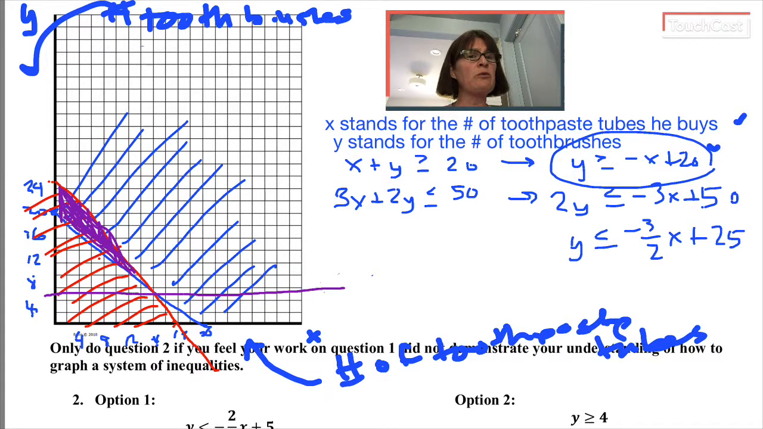And then my last question, why did I only give you the first quadrant to graph in? Because the 2 variables, the 2 quantities that we don't know, the number of toothbrushes he buys and the number of toothpaste tubes he buys, have to both be non-negative. So it only makes sense to talk about solutions that occur in the first quadrant. I'll do question 2 in a second video.